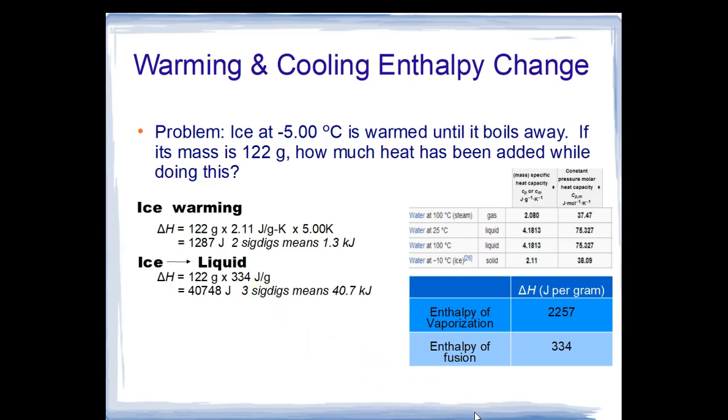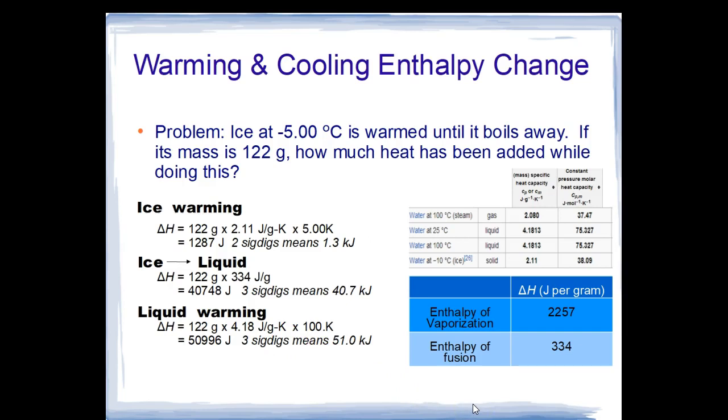The third stage: you are warming the liquid from 0 to 100 degrees Celsius in this case. So that is a 100 Kelvin change; a Celsius degree and a Kelvin are the same size temperature. When you use the formula and multiply everything out, you get 50,996 joules, and changing that to 3 sig digs, that's 51.0 kilojoules.